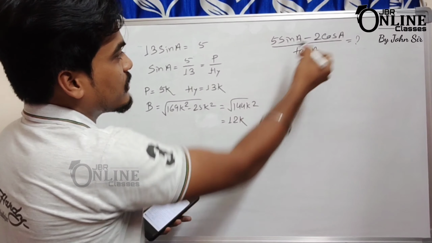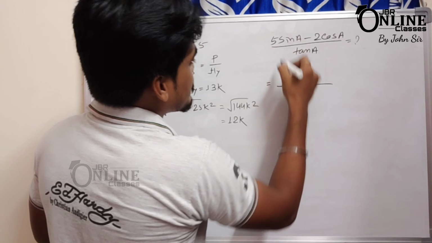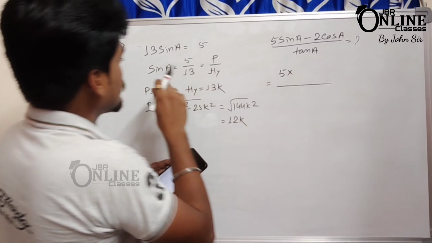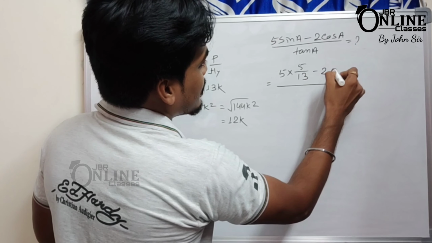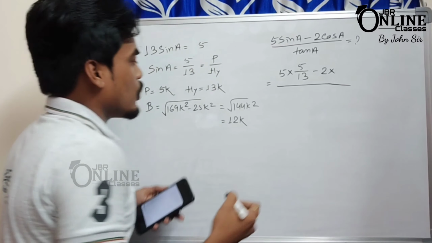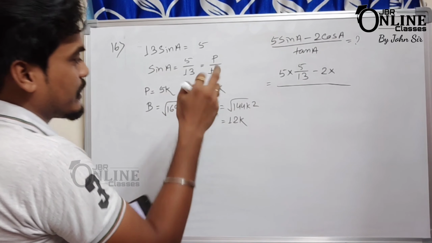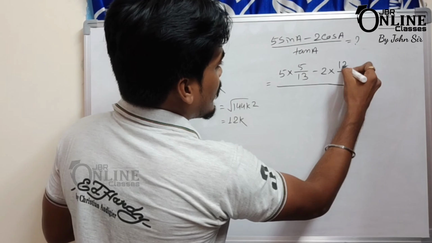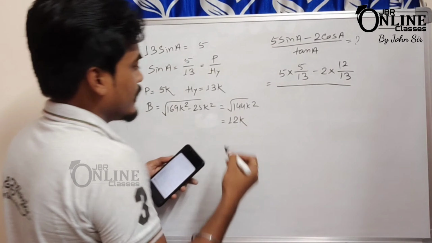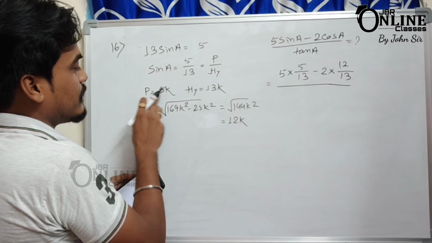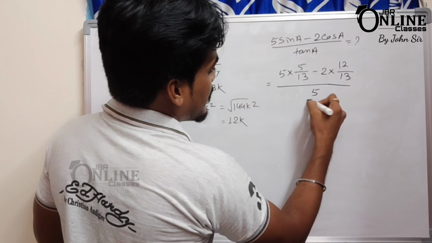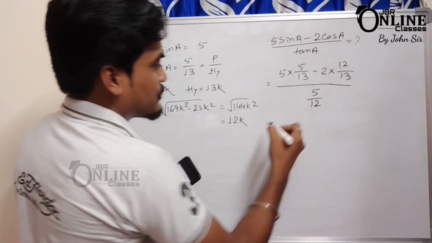Now you have to just put down the values. Here 5 sin A. So 5 into sin A, that means 5 into 5 by 13. Then 2 into cos A. Now cos means base by hypotenuse. So 2 into 12 by 13. Okay, k cancels out. Now next one, tan. Tan means perpendicular by base. So it's 5 by 12. Here also k cancels out.